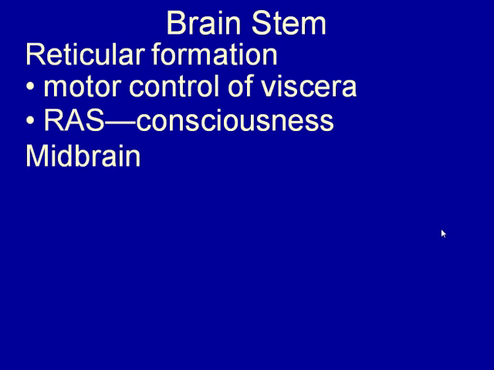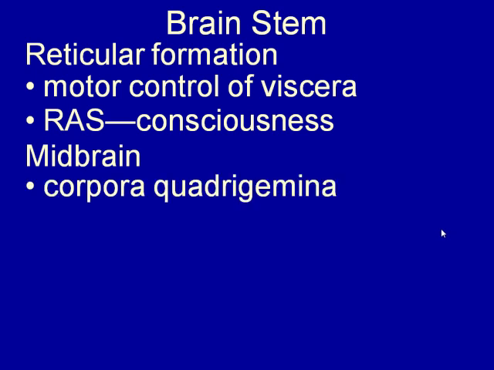The midbrain has associated with it the corpora quadrigemina. Now, in this particular area of the brain, you've got a few reflexive centers for vision and hearing. For example, if you think you see something out of the corner of your eye, you tend to turn to look at it. If you think you hear a sound, you turn to look at it. Those are reflexes that are controlled by the corpora quadrigemina.